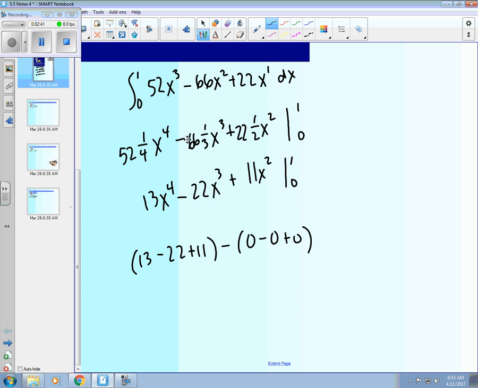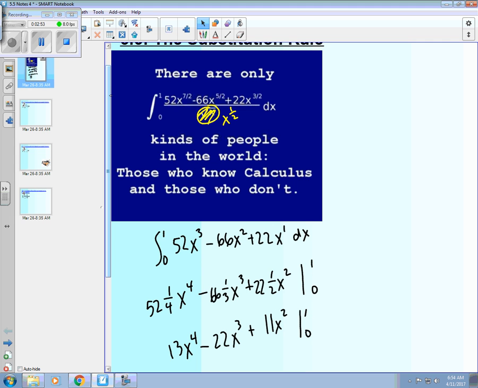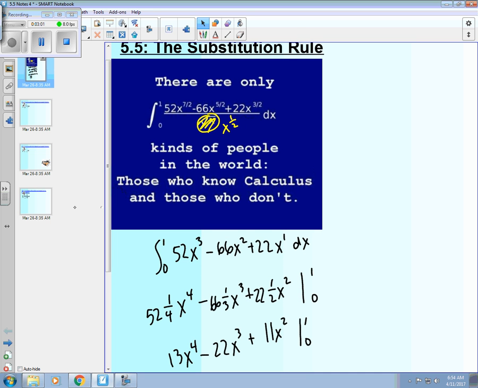Simplifying further here, we would end up getting 2 as our answer. So now you can go back and read the joke again. The joke would be there are only 2 kinds of people in the world: those who know calculus and those who don't. So the bigger idea I want you to take from that one is that you can simplify integrals when you have one term in the denominator.